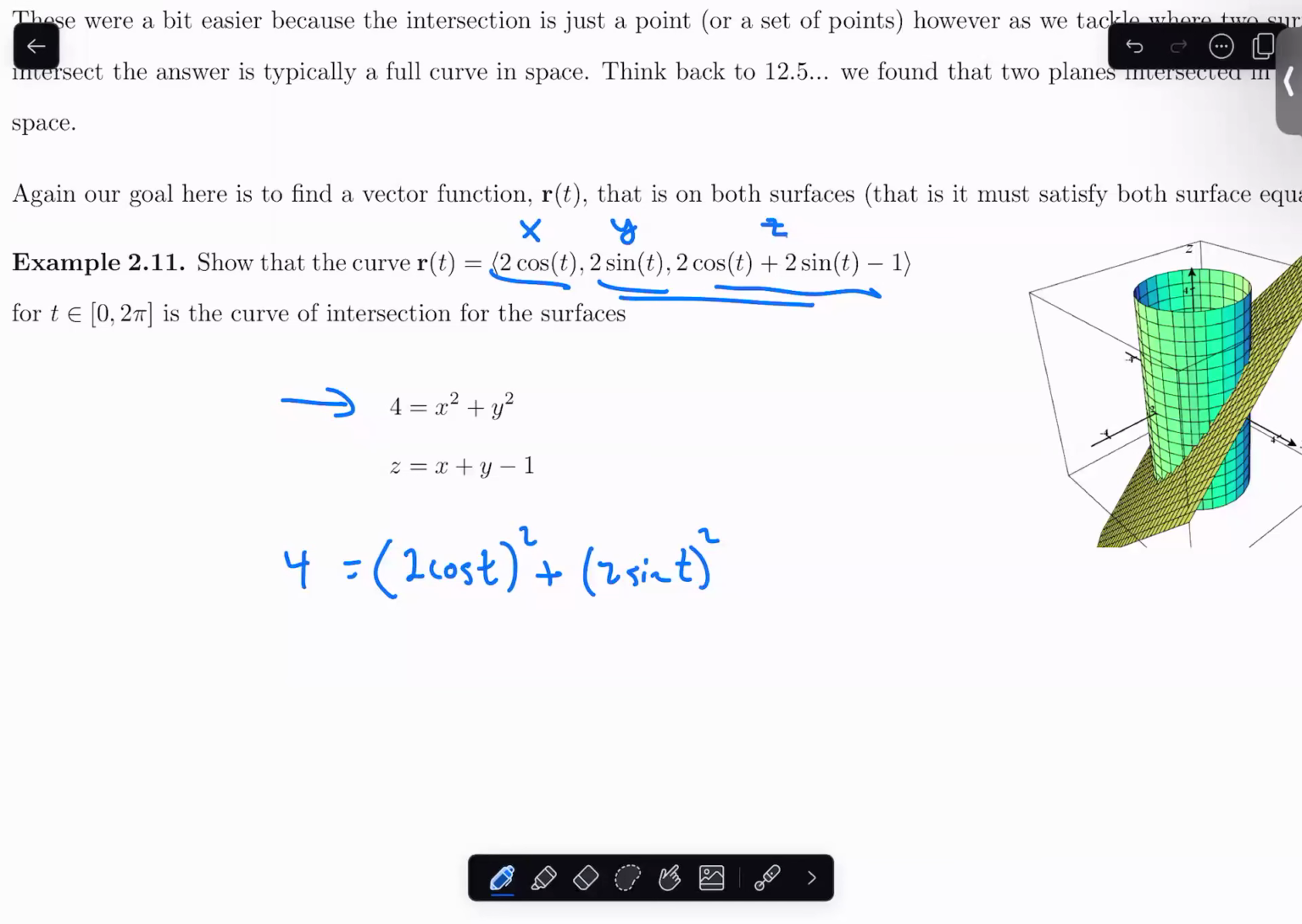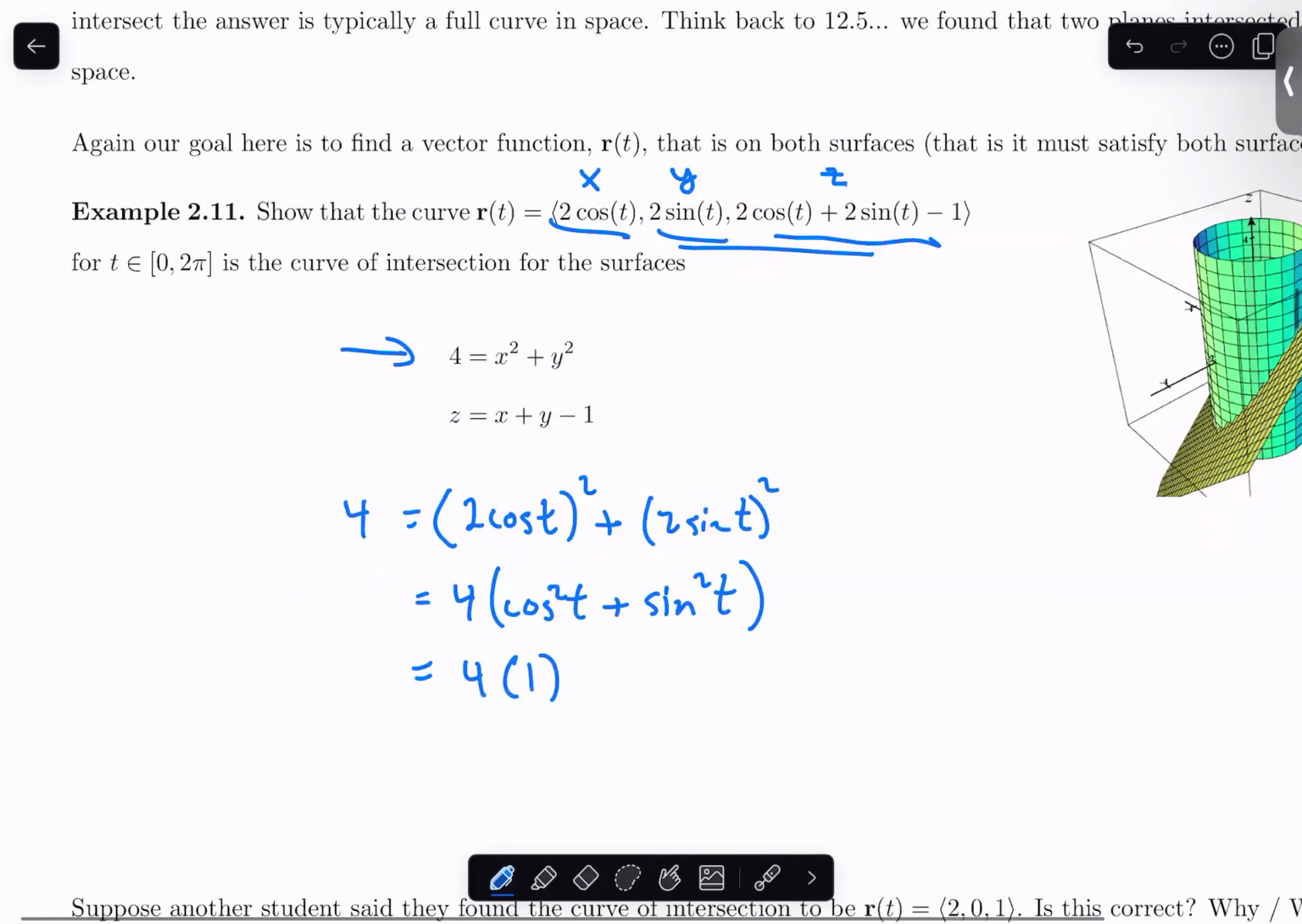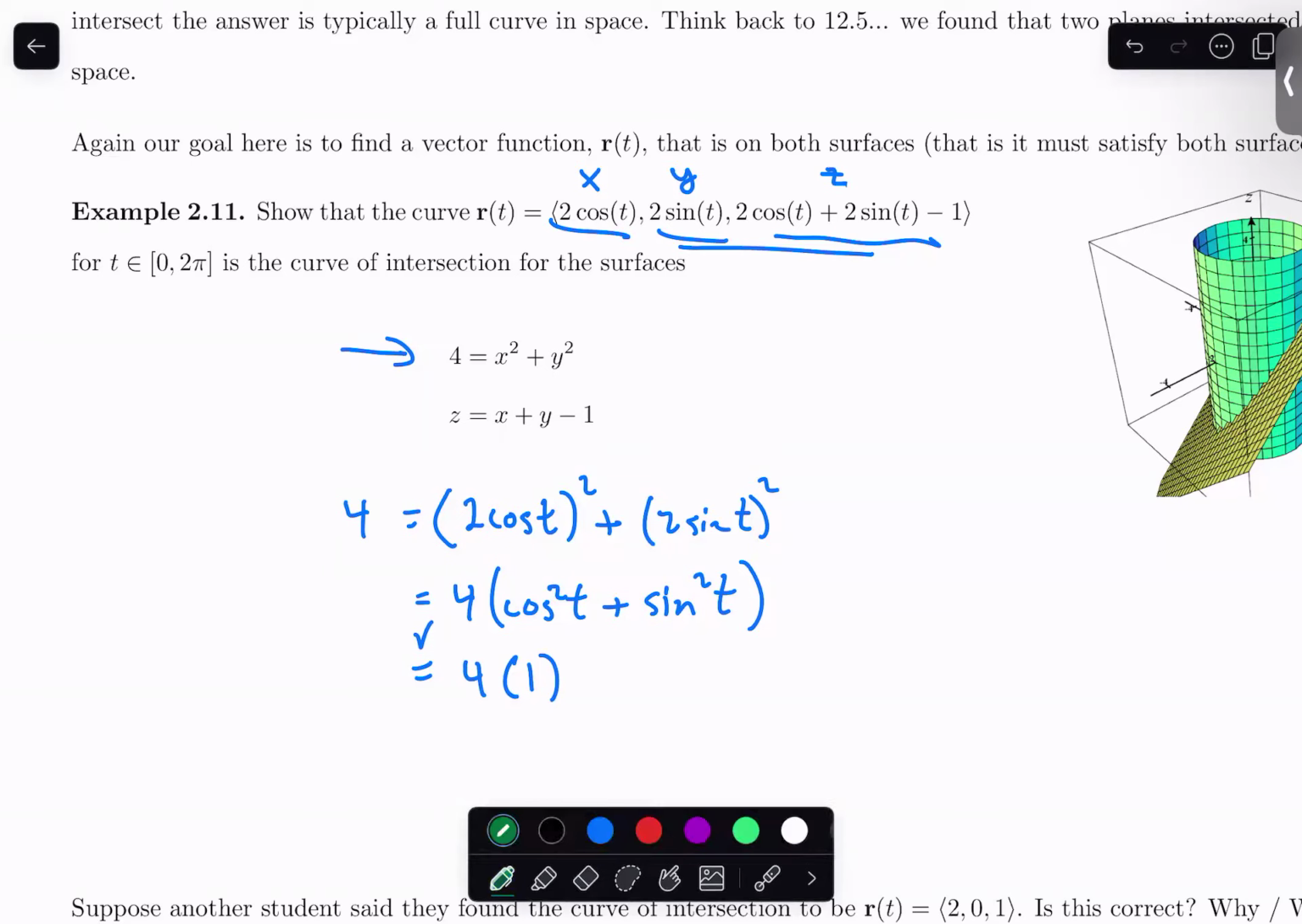And supposedly, if it's a part of this surface, when I square these things and add them together, I ought to get 4. Otherwise, it's not on the surface. So luckily, you can kind of see that we're going to have this good old cosine squared plus sine squared sort of deal. I can factor out the 4 from both of those terms. And cosine squared plus sine squared is always equal to 1, no matter what the t is. So that's quite nice. And so yes, this is equivalent to 4. So this parameterization seems to work for the first surface. I'm happy with that. Let's look at the second surface.